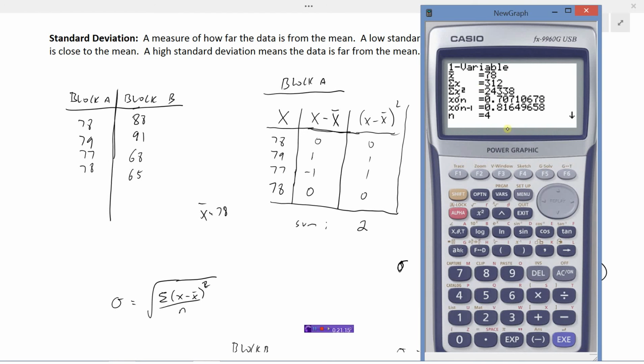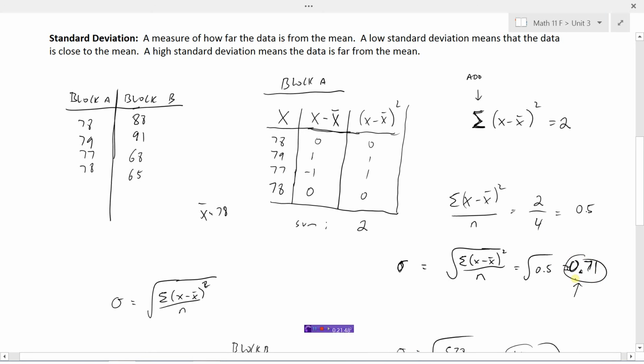Now some of this we're not interested in, but one of the things we're interested in is x bar, the mean, which was 78. You can see that's what we calculated when we did it manually, 78. Then this would be the sum of all the x values, 312. So if you added all those up, that's 312. We're not going to worry about that stat. We're not going to worry about adding them all up squared. But this is what we want here, x sigma n, not the n minus 1. So this is the standard deviation, 0.707. You can see that's what we got right there, 0.71. We rounded our answer, remember?